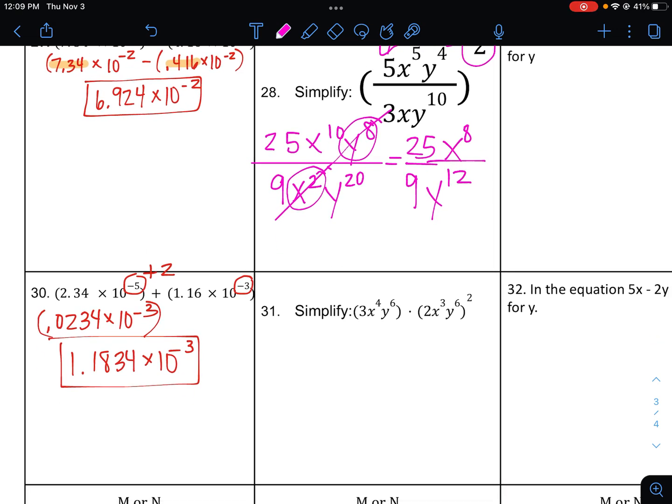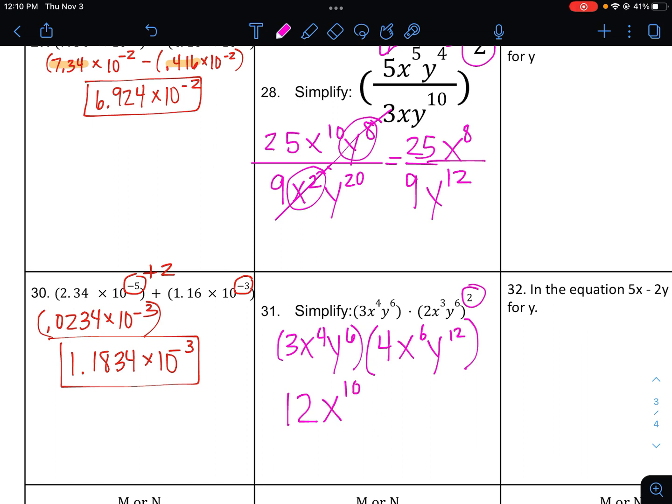Going down below, I'm going to apply this power first. So this 3 x to the 4th, y to the 6th is staying. And then I have 2 to the 2nd, which is 4. 3 times 2 is 6. And 6 times 2 is 12. And then I'm going to multiply. So 3 times 4 on your coefficient is 12. When you multiply powers, you're actually adding. So 4 and 6 makes x to the 10th. 6 and 12 makes y to the 18th.